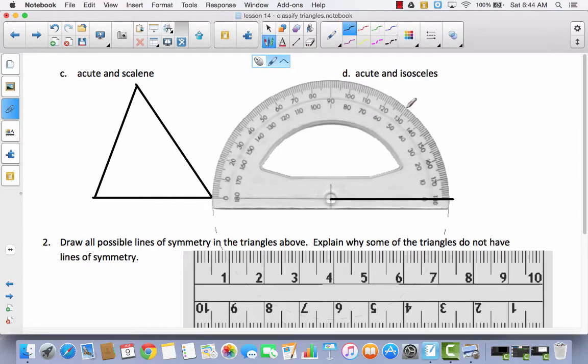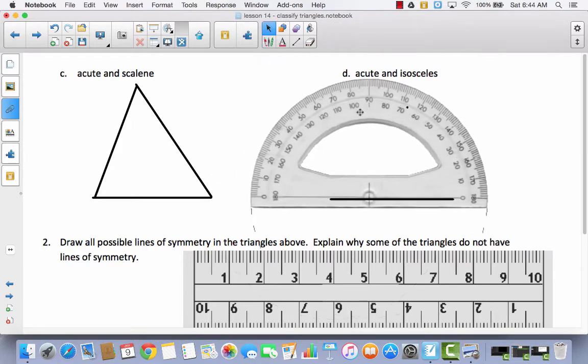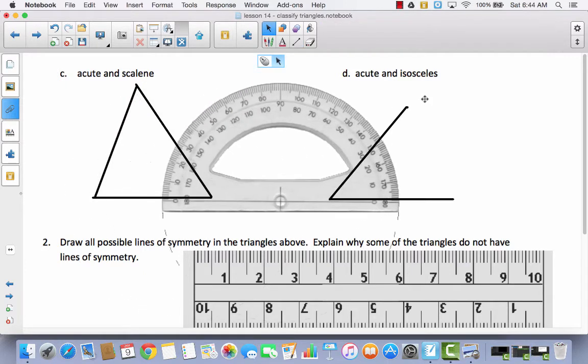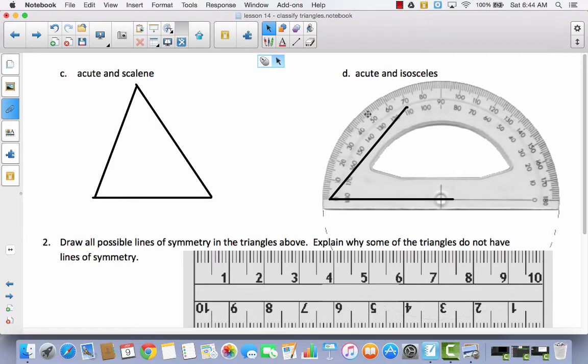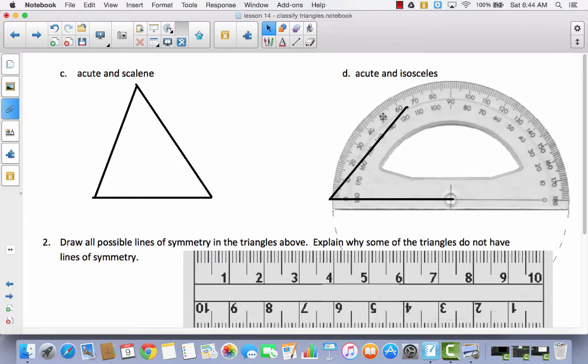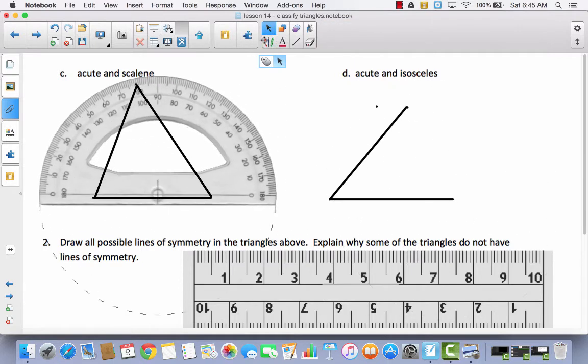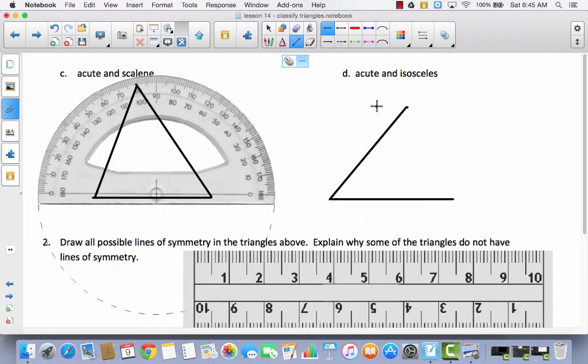So let's make a mark at 50. And let's go ahead and draw that line. We may have to come back and do a little bit of erasing. That's okay. So that one's 50 degrees. And then let's come over here and make another angle from this side and make this one 50 degrees. And then let's connect these.